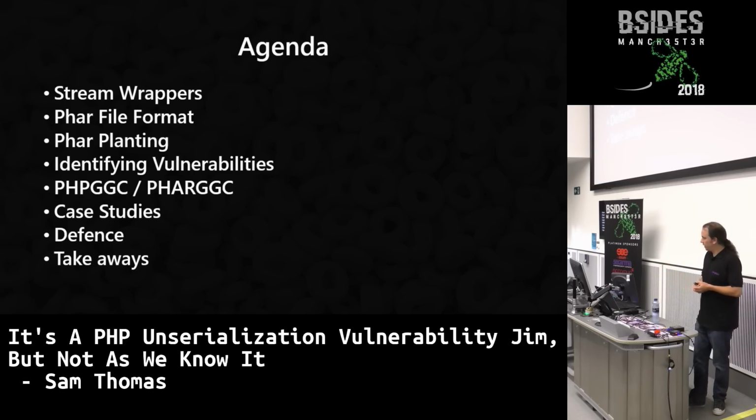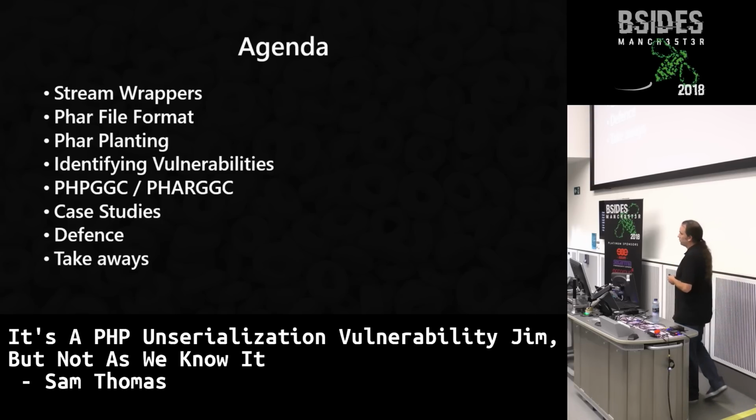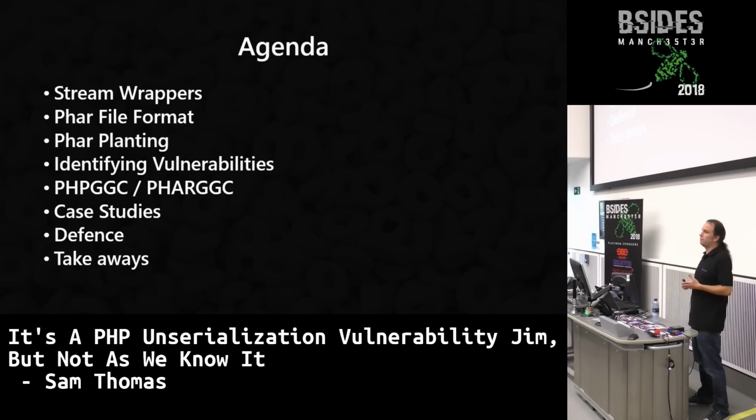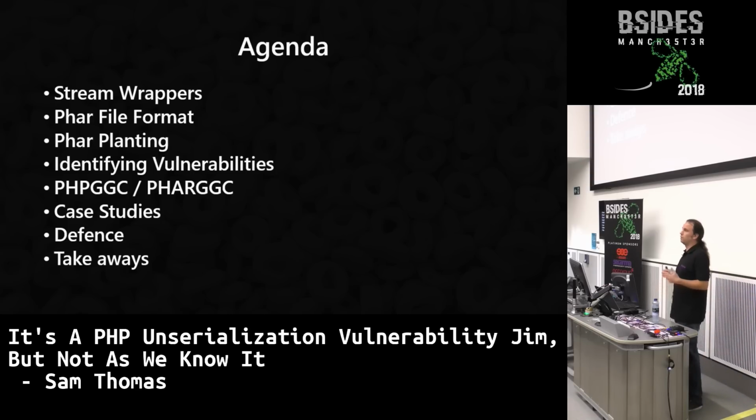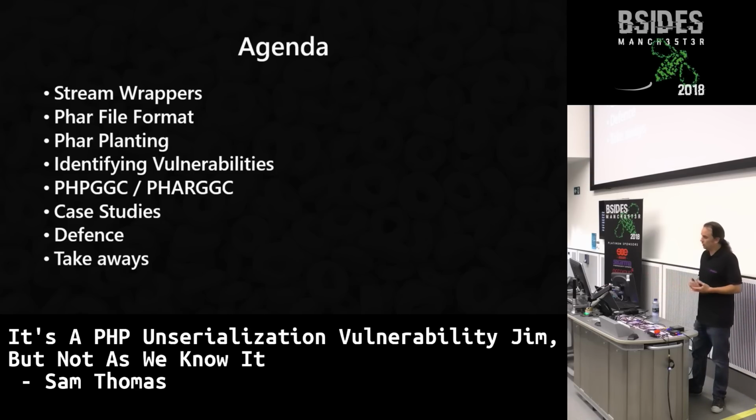Okay, so what am I going to go through today? I'm going to start by talking about something called stream wrappers, which is a functionality in PHP which can be triggered on any file operation. I'll go through a bunch of those, and we'll end up focusing in on what's called the phar stream wrapper, which deals with a type of archive called a phar archive, which is supposed to be the PHP equivalent of jar archives. I'll talk about something called phar planting.